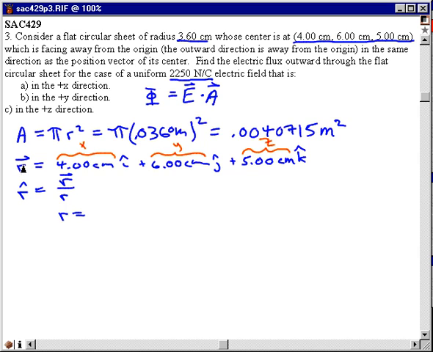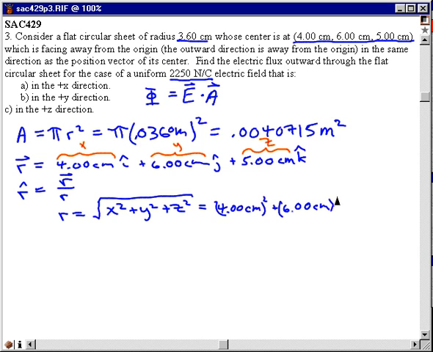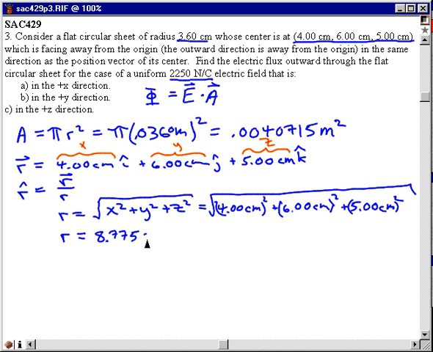Then the magnitude of the original vector R, the length of that vector, is x squared plus y squared plus z squared, all to the 1/2. Take the square root of all that. So that's going to be equal to 4 centimeters squared plus 6 centimeters squared plus 5 centimeters squared, all to the 1/2, or evaluating that, we find it to be 8.775 centimeters.